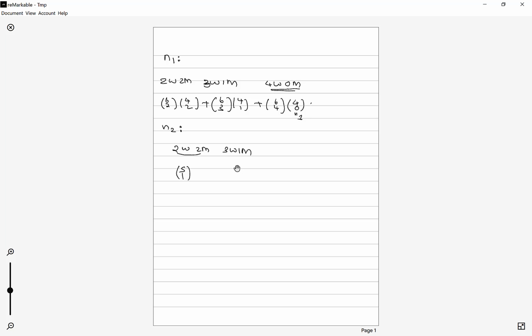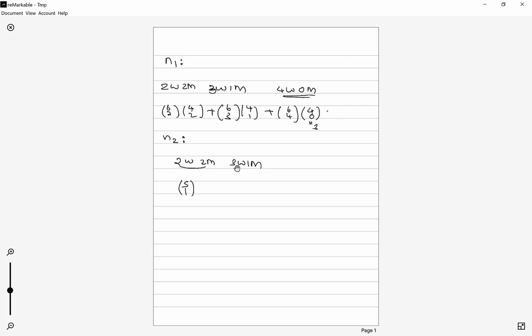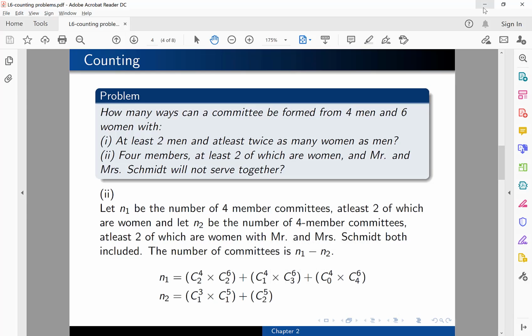And out of these 2 men, 1 man is Mr. Schmidt. So we're picking only 1 man. So we're choosing, no, not 4, we're choosing 1 man out of 3. And here we have one man, which is Mr. Schmidt, so that's fixed. 3 women, we're picking 3 women, out of which we know that one is Mrs. Schmidt, so that's 5, choose 2. So these are all of the possibilities.